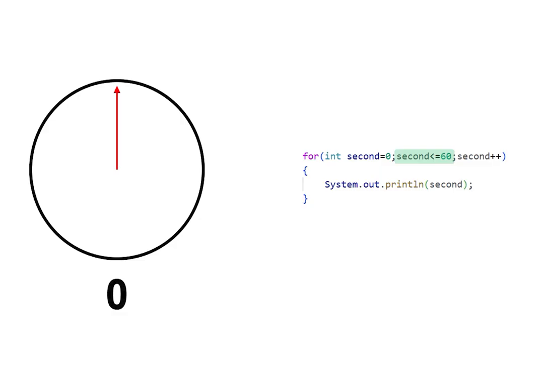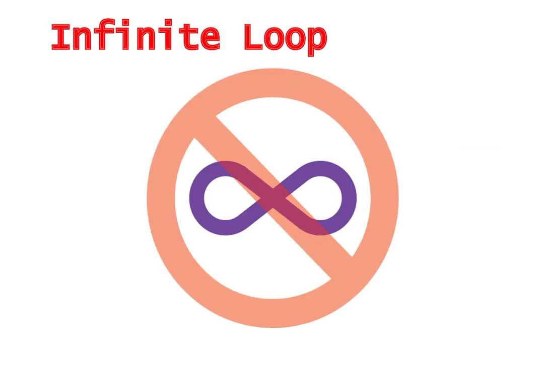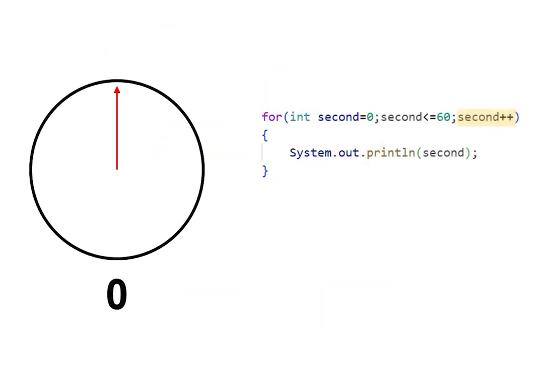The syntax second plus plus is called the update or the iterator. It determines how the value of the control variable second will change after each loop. Without this, the control variable would never change, the condition would always be true, and we would have a situation known as an infinite loop, a situation that we'd like to avoid at all costs. The large number will help us track the value of the variable second.